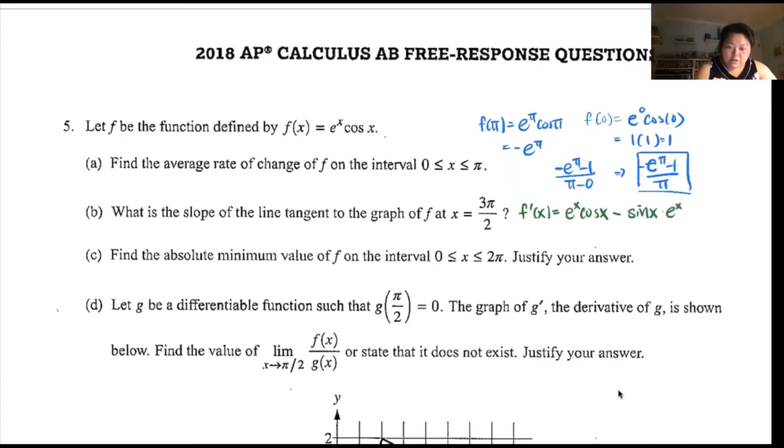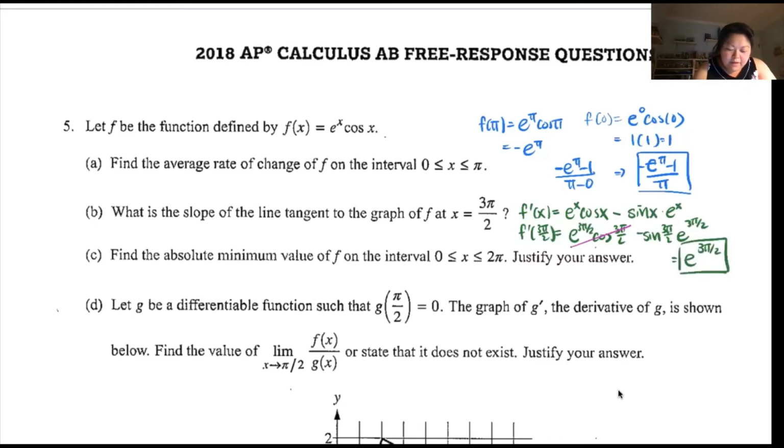Plug in 3 pi over 2. So f prime of 3 pi over 2 equals e to the 3 pi over 2 cosine of 3 pi over 2 minus sine of 3 pi over 2 e to the 3 pi over 2. Cosine of 3 pi over 2 is 0, so that is gone. And then sine of 3 pi over 2 is negative 1. Negative times negative 1 is positive. So my answer is e to the 3 pi over 2, and that's your slope. Very gross answers.